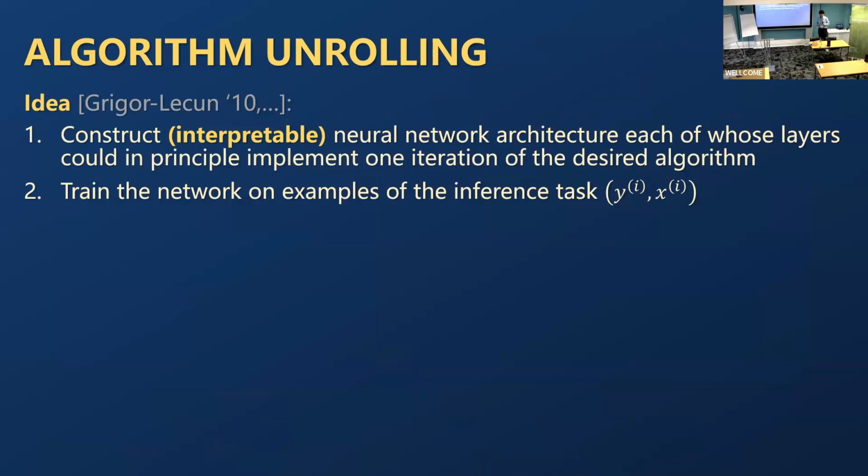So the idea is I take my favorite iterative algorithm, say ISTA or power method or approximate message passing, and every iteration of that I'm going to bake into a layer of a neural network. So I'm going to cook up some architecture that could, in principle, literally just implement this algorithm. So it has a very nice interpretable structure now. And I'll just train this network on a bunch of examples of my inference task at hand.